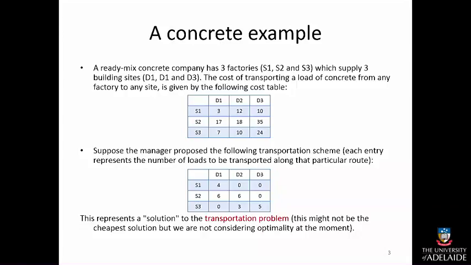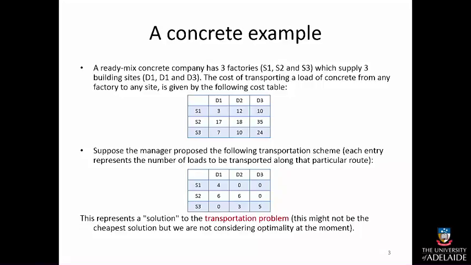3, right? This is 3. However, the second table tells you how many loads are to be transported. For instance, the first cell, the first column and the first row, tells you that 4 loads are to be transported between factory S1 and the site D1, right?